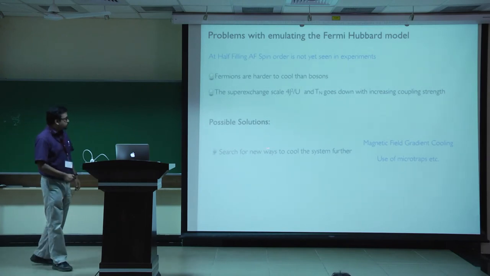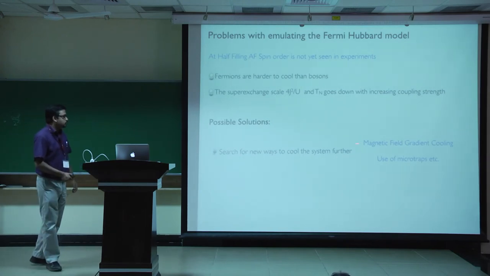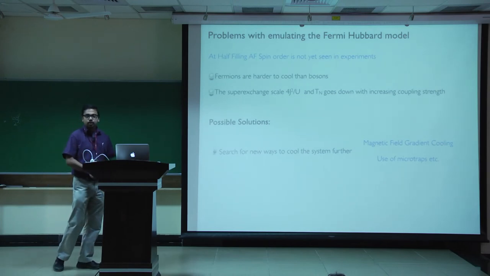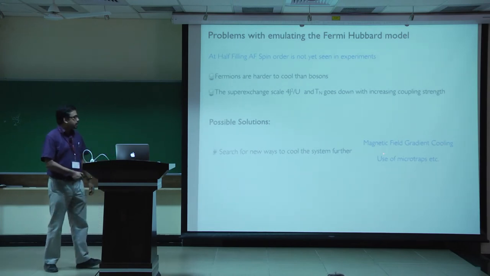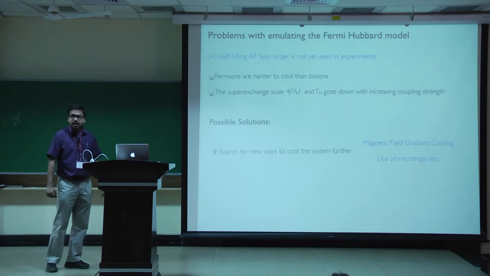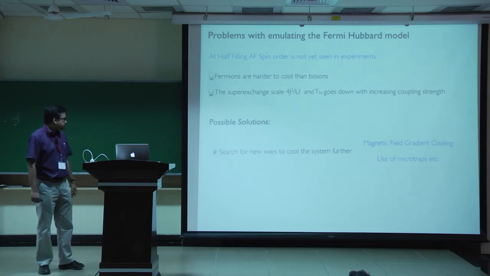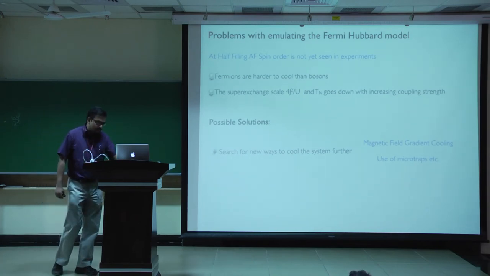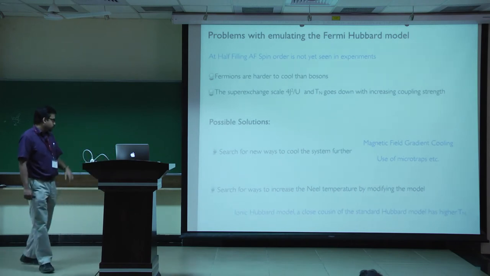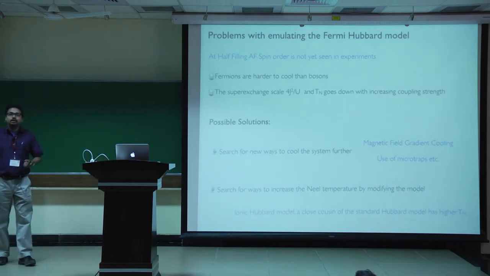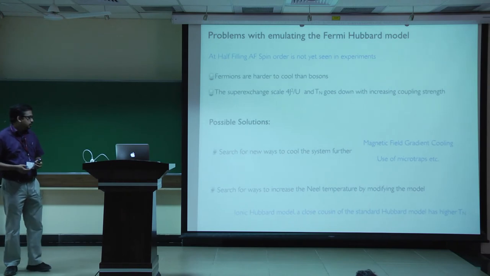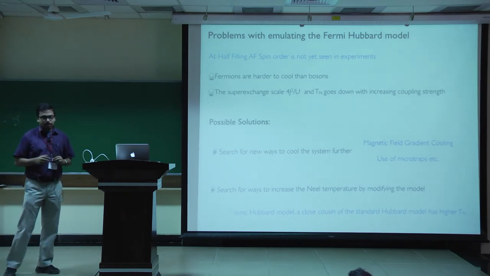So possible solutions, you can either search for new ways to cool the system further. People are working on this. Magnetic field gradient cooling, use of microtraps, et cetera. But there might be another way, which is you search for ways to increase the Néel temperature of the system by slightly modifying the model.